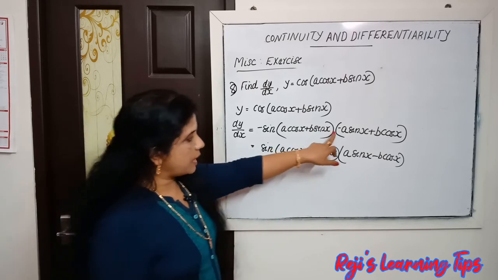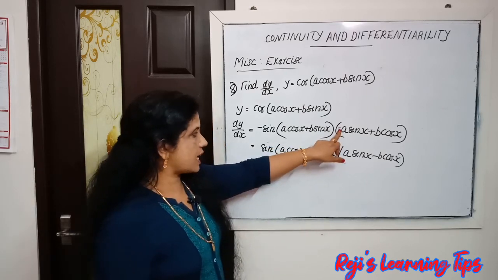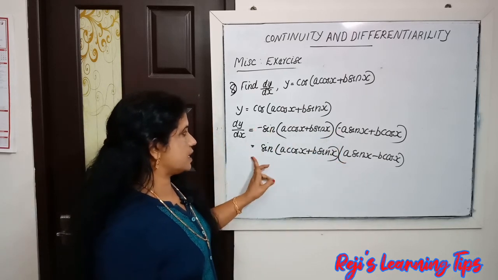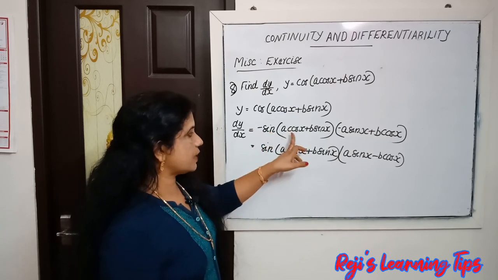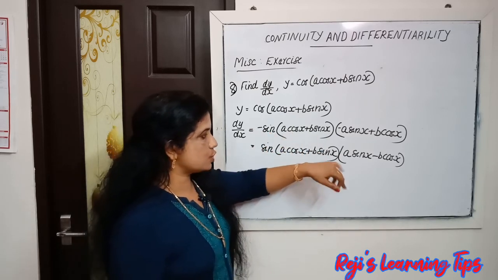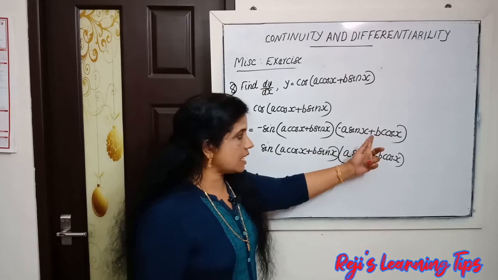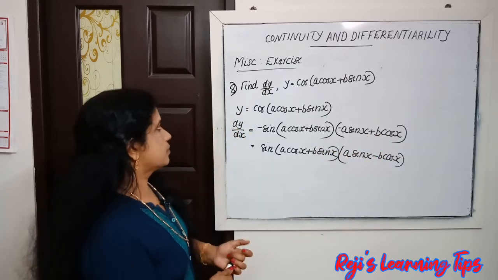We take one minus sign from here, then minus into minus means plus, then sin of (a cos x plus b sin x) into (a sin x minus b cos x).